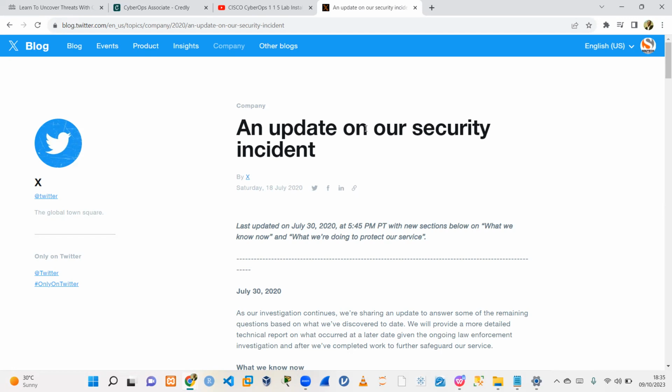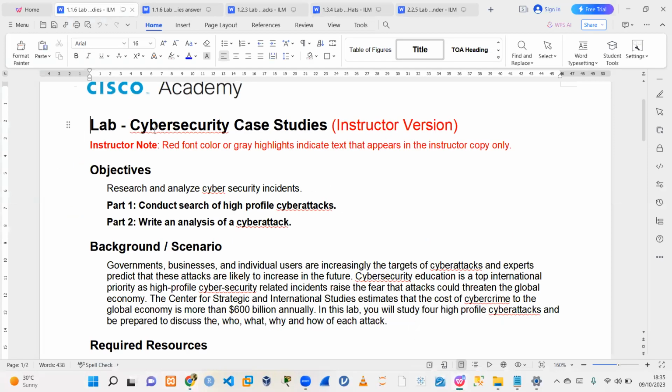Why? If you know what happened and how that was mitigated, then it can help you to better position your company to better protect the digital assets they have. Look at what we know now. This was July 30, 2020, during the pandemic, and what we're doing to protect our service. So if you can learn from Mr. A's experience, then that thing doesn't have to happen to you. That's the role of research. And that's the focus of this cybersecurity case study.